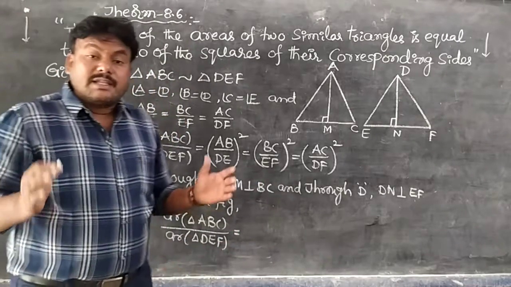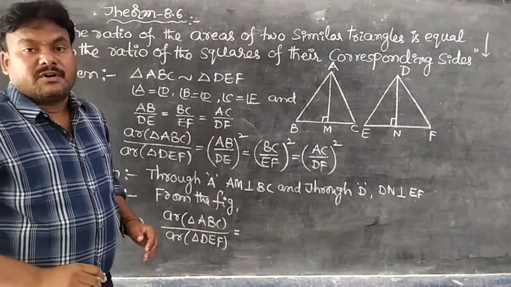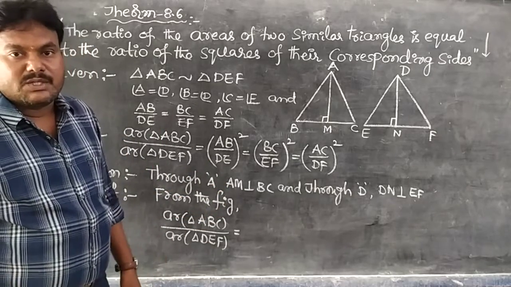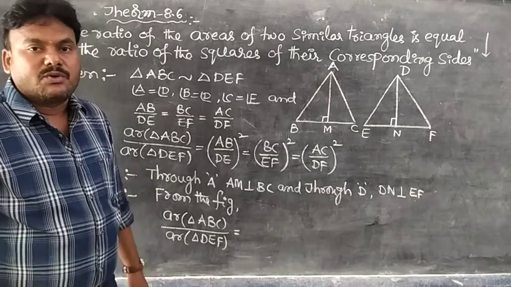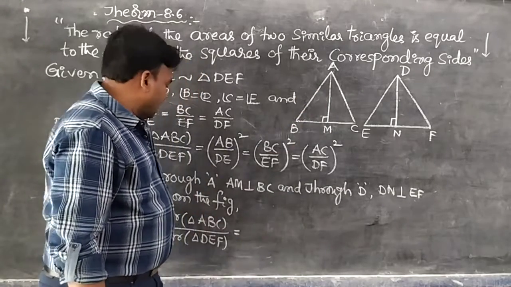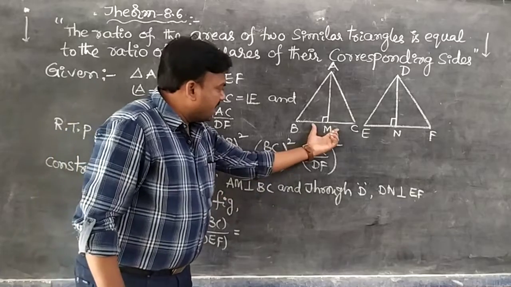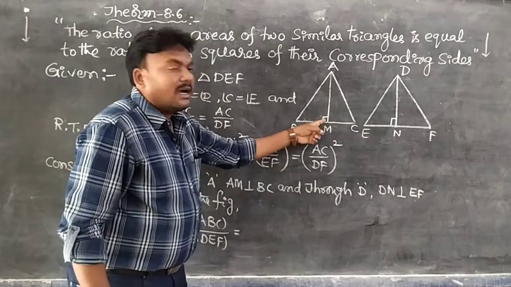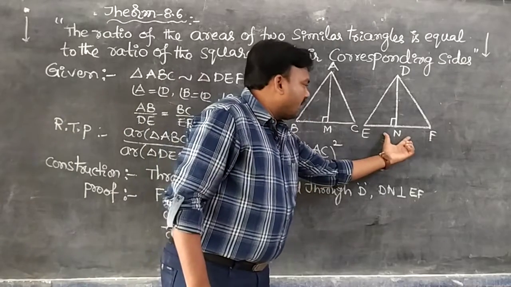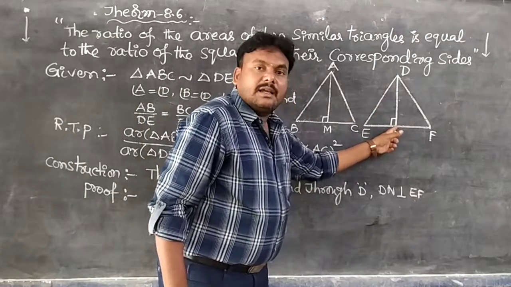We know what the area of a triangle formula is. The general formula: half into base into height. Height is nothing but the altitude we have taken in the geometry part. So here in triangle ABC, which is the base? BC as the base, AM as the altitude, nothing but the height. And coming to the second triangle, EF as the base, DN as the height.